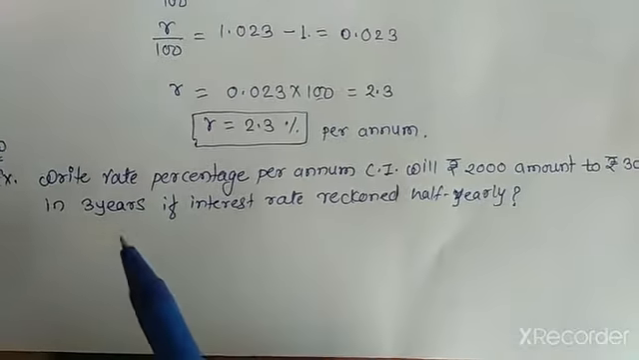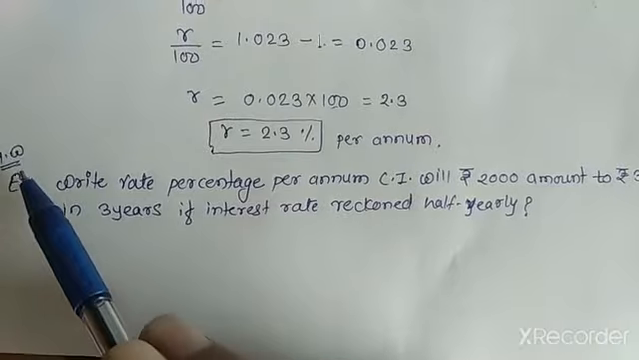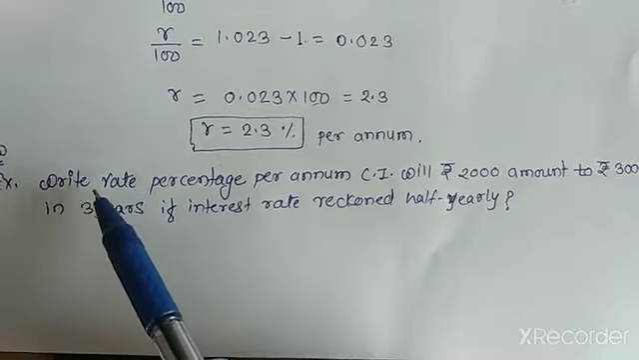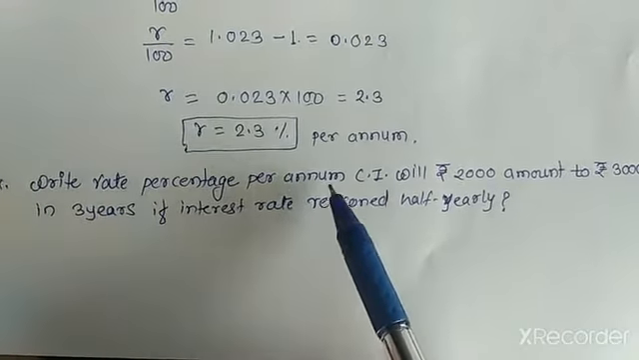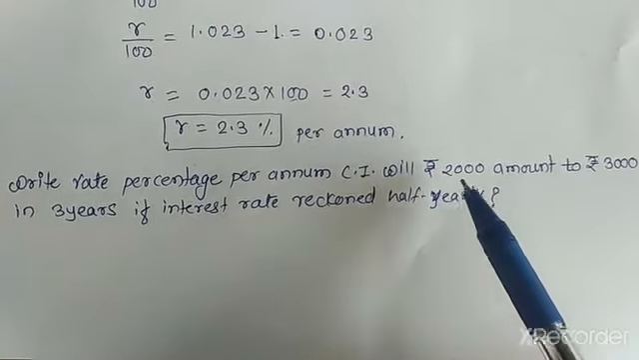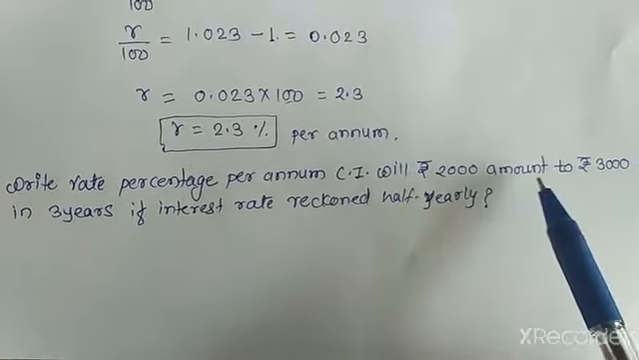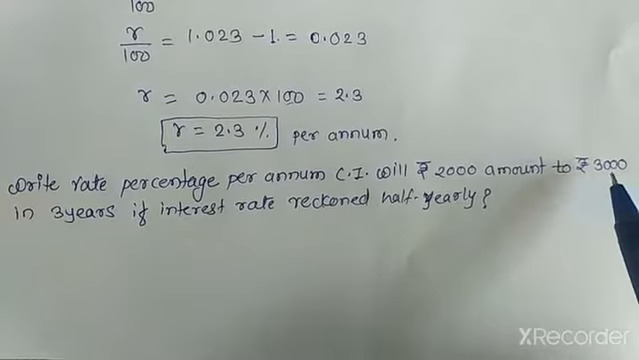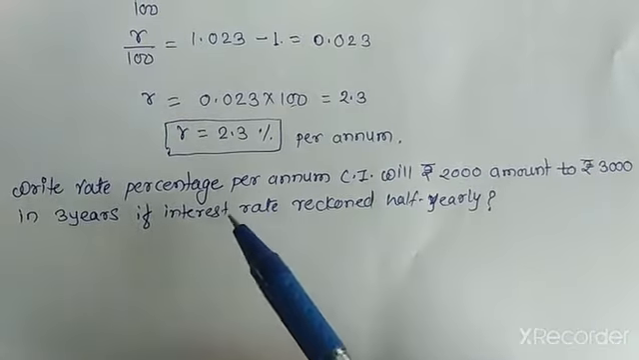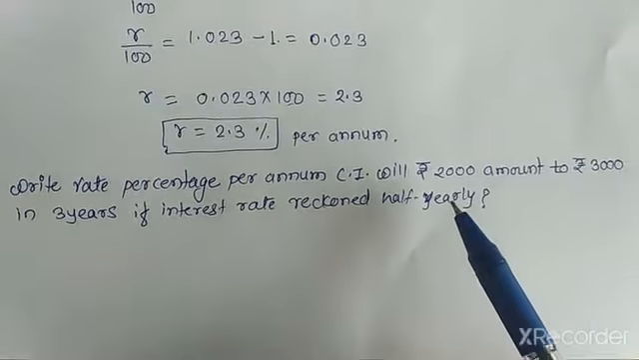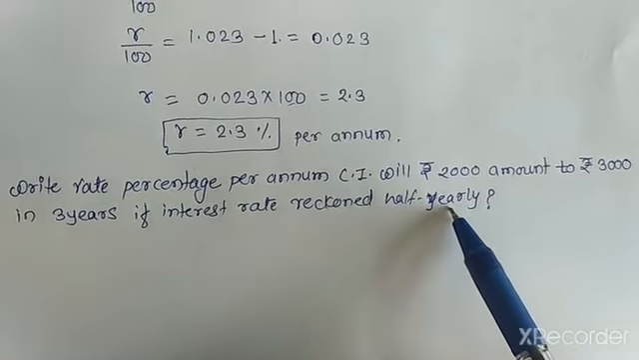Now consider the next example, which is for your homework. In this, find the rate percentage per annum compound interest at which rupees 2000 will amount to rupees 3000 in 3 years if interest is reckoned half yearly. Okay, so here k is given in this example.